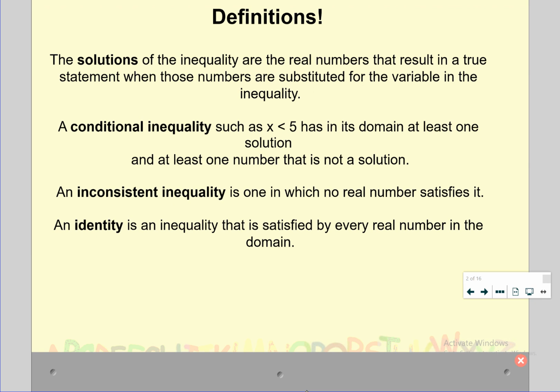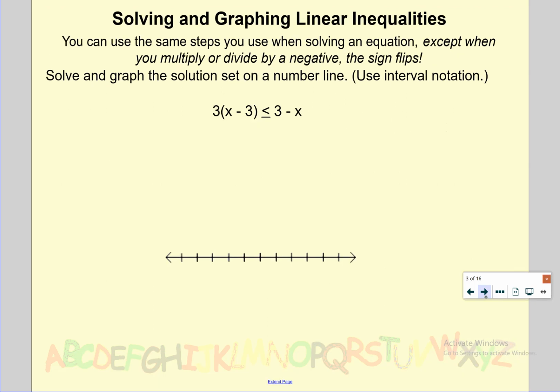We call the inequality inconsistent if there's no solution. We saw that before when we did parallel lines. We said the system was inconsistent. And we call it an identity if it has all real numbers that are solutions. So if every number on a number line we can plug in and make it true, that inequality is called an identity. All right, so let's practice solving these.